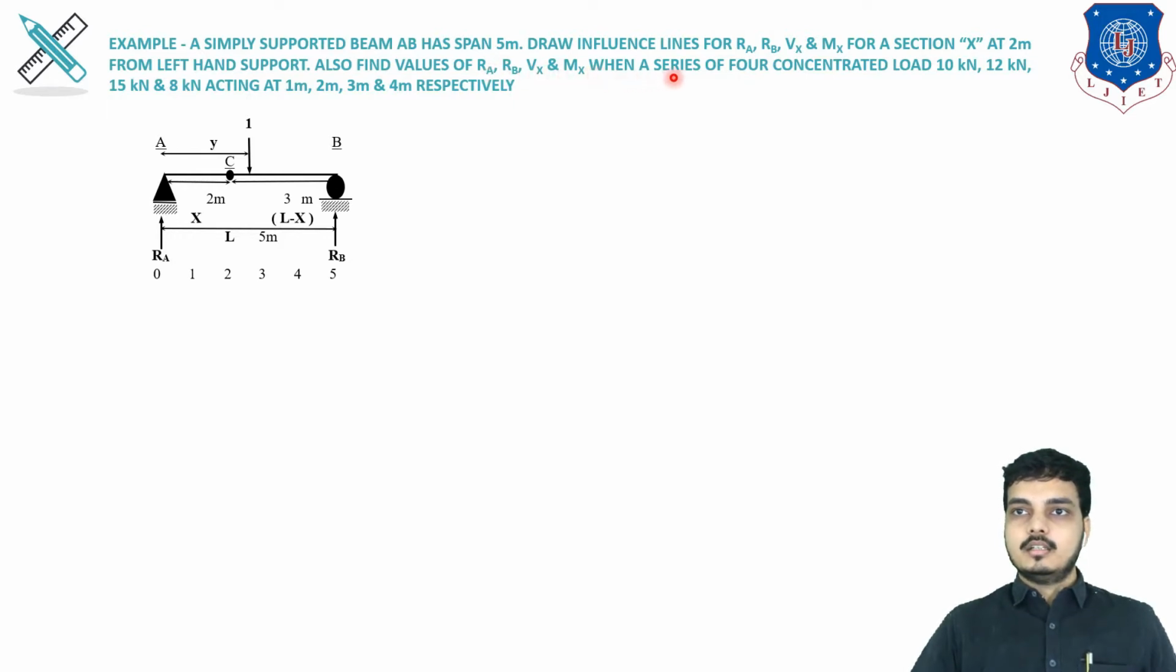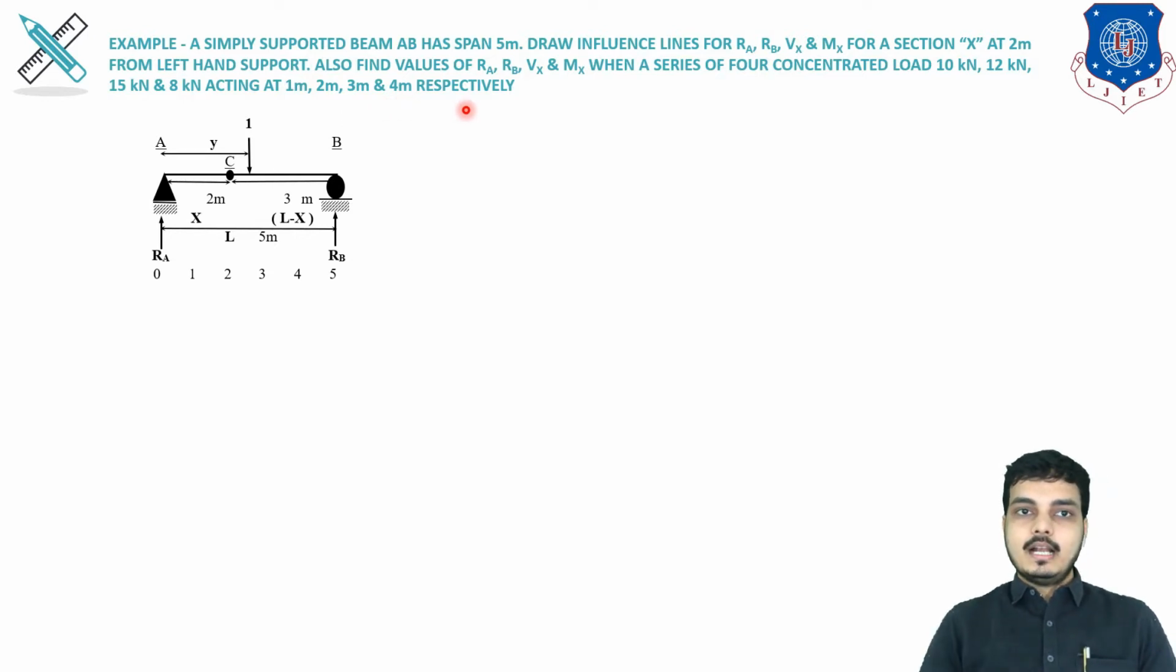and MX when a series of 4 concentrated load 10 kilonewton, 12 kilonewton, 15 kilonewton and 8 kilonewton acting at 1 meter, 2 meter, 3 meter and 4 meter respectively. So now here is the same sum which we have done in previous session, but here it has also asked to find again the value of RA, RB, VX and MX when a series of 4 concentrated load like 10, 12, 15 and 8 acting at these meters respectively.